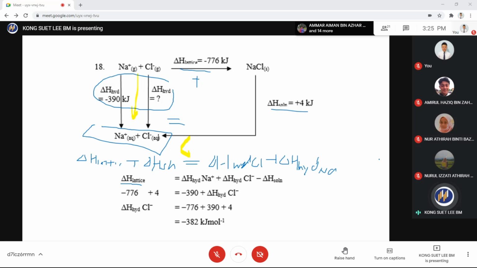Okay, any question you want to ask? So that's why question number 18, right, and question number 19. We have to try both methods. One is energy cycle method, another one is algebraic method. At the same time, you also can apply the formula method. But no matter which method, you get the same answer, as long as your answer is correct.